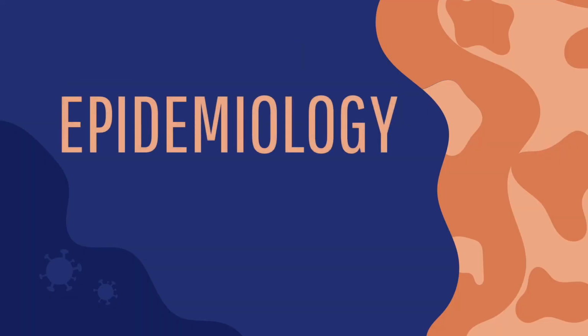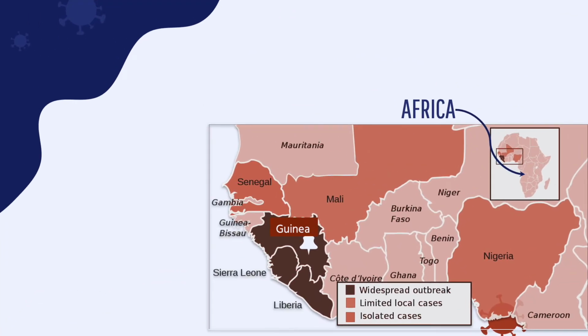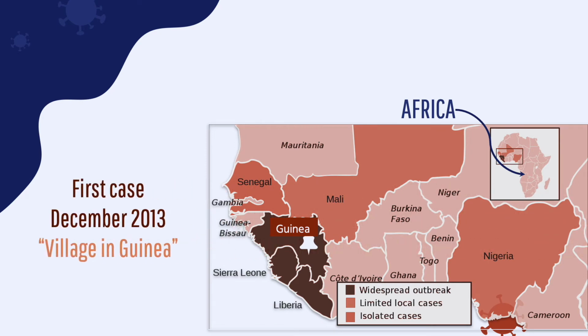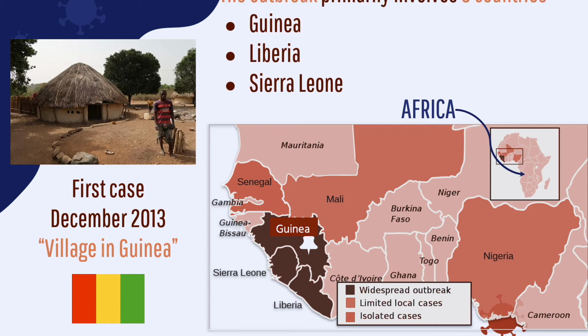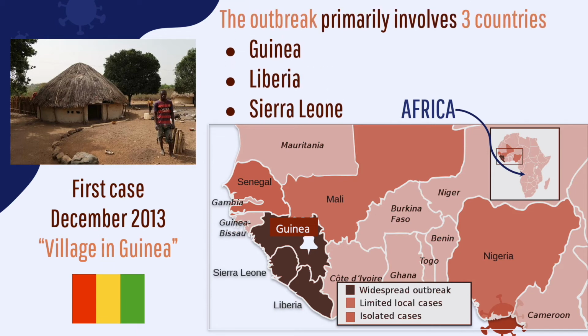Next, epidemiology. The first case occurred in a rural village in Guinea, sparking the largest Ebola outbreak the world has ever known. The outbreak primarily involved 3 countries in Western Africa: Guinea, Liberia, and Sierra Leone.